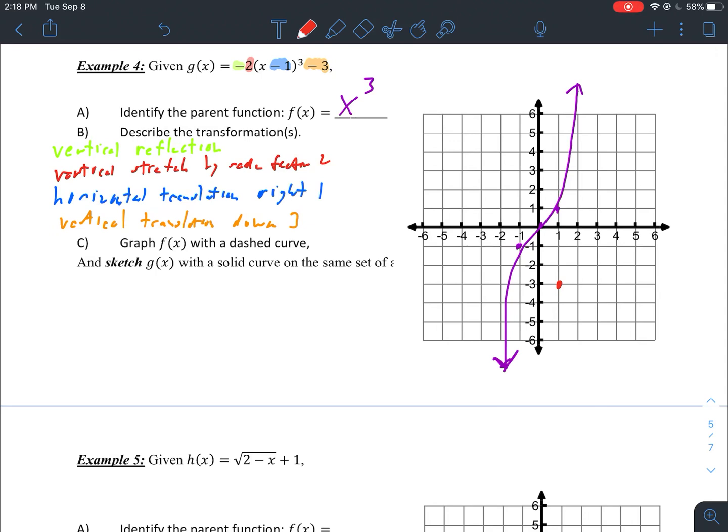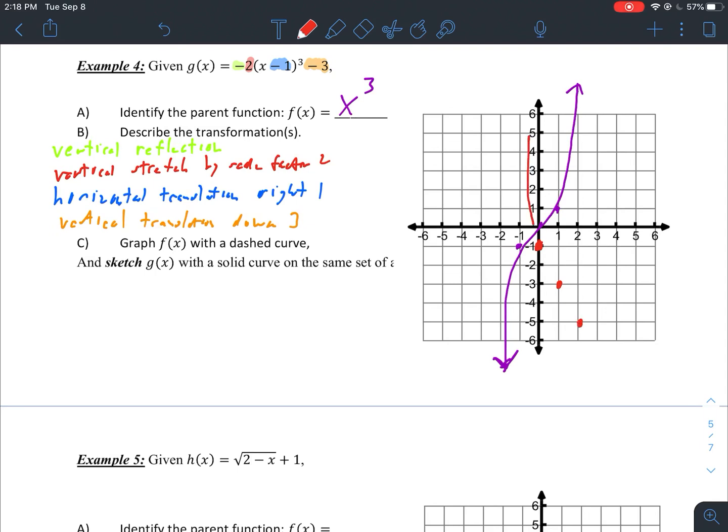So for example, if I put 0 in, I would get -1 cubed, which is -1, times -2 is +2, -3 is -1. So 0, -1 is a point. And using that same math, if I put 2 in, I would get 1 cubed, which is 1, times -2, which is -2, -3, which is -5. So 2, -5 is my other point.